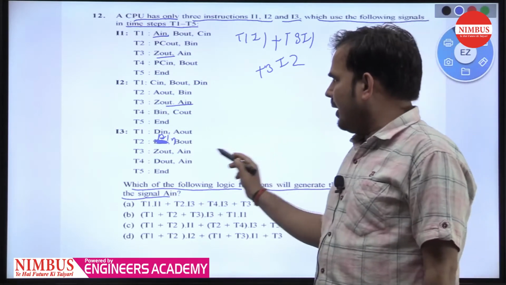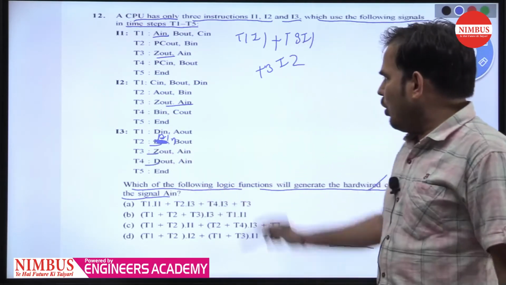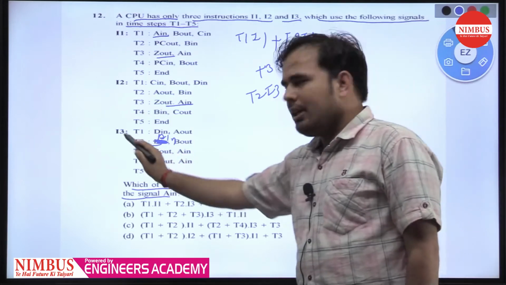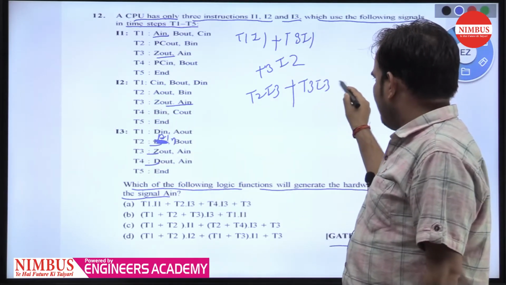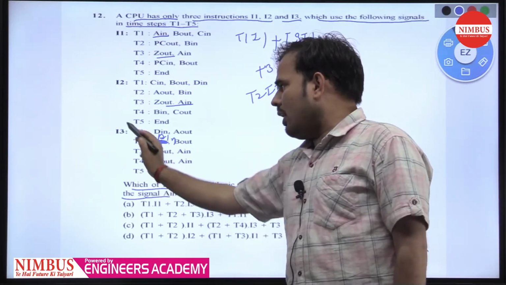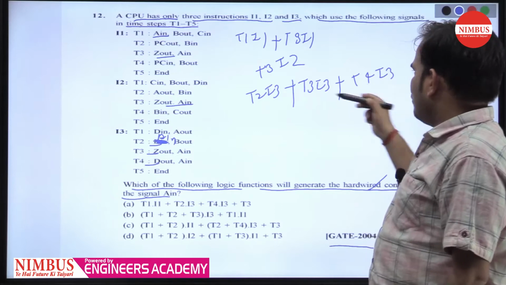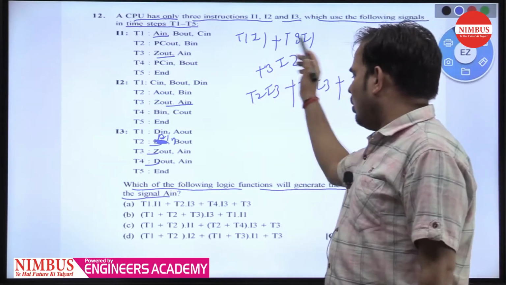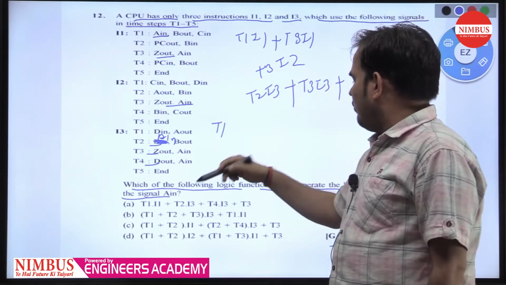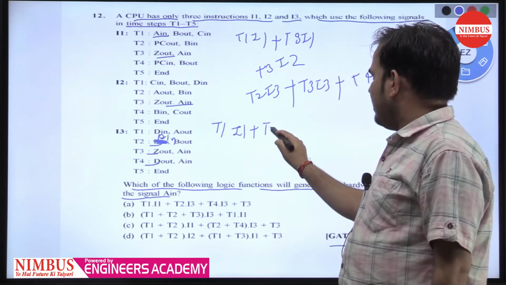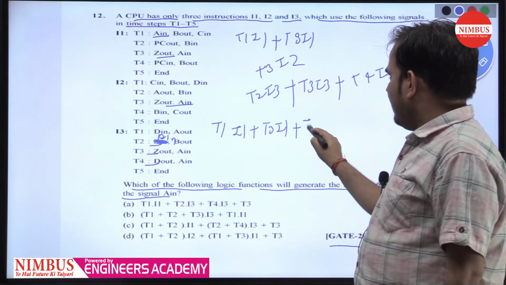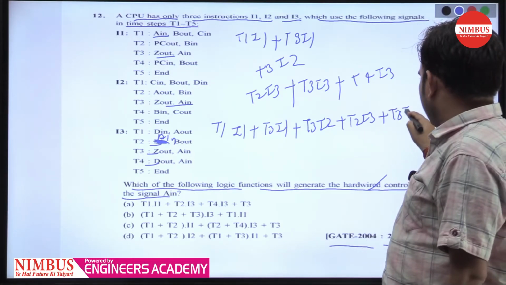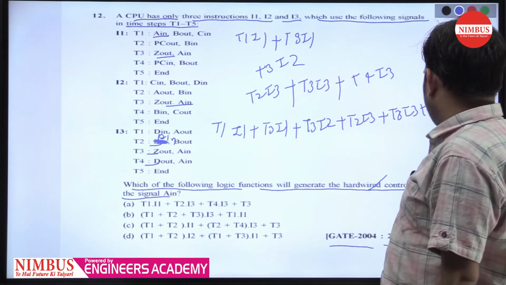So A in is present in I3 at T2, T3 and T4. So we can write T2 I3 plus T3 I3 plus T4 I3. We need to represent it as a logical SOP function, a sum of product function, so we need to add all the 3. So what we will get: T1 I1 plus T3 I1 plus T3 I2 plus T2 I3 plus T3 I3 plus T4 I3.